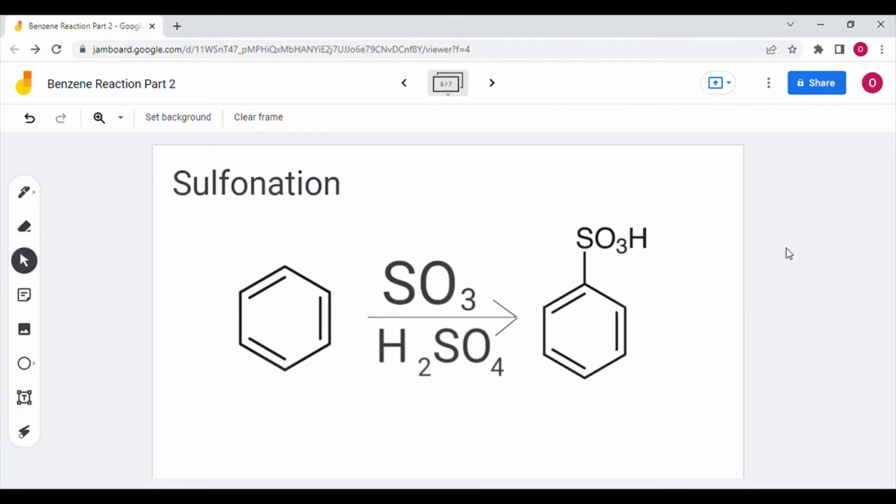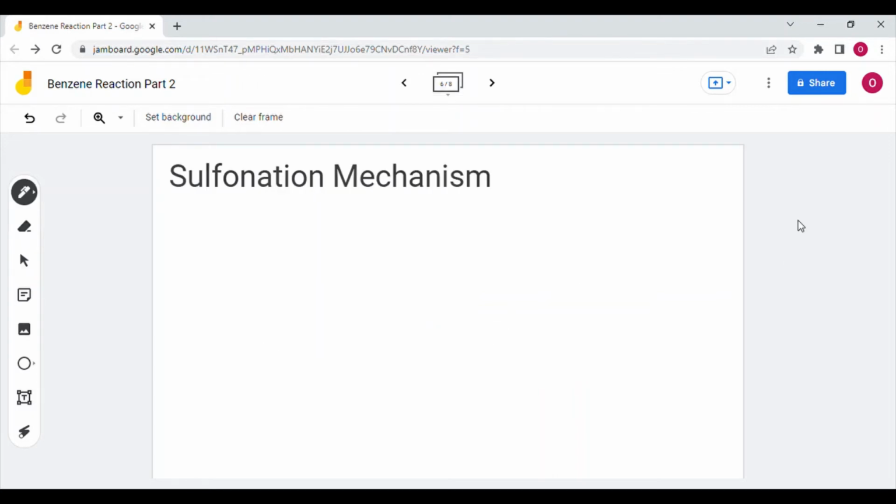So the next set of reactions I'm going to talk about is sulfonation. So if you have a benzene and react it with SO3 and H2SO4, you're going to end up creating a benzene with an SO3H group on it. So in regards to the mechanism, sulfonation is a bit easier than nitration. So with sulfonation, you begin with SO3. So what that looks like is S with 3 double bonded oxygens.